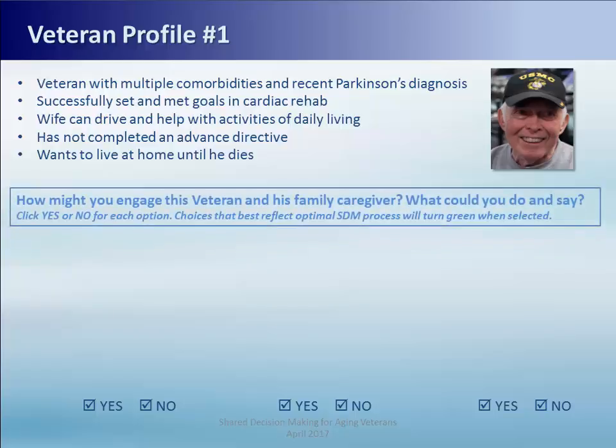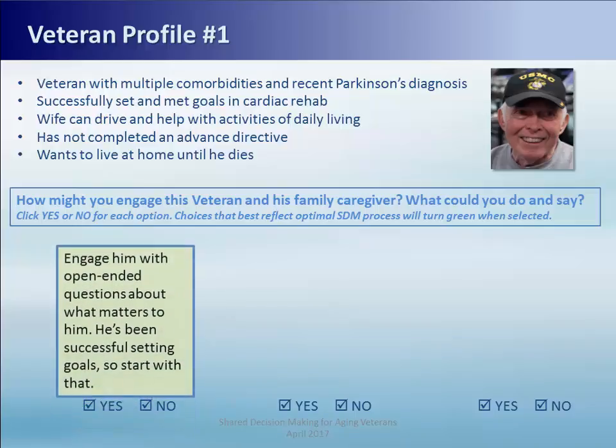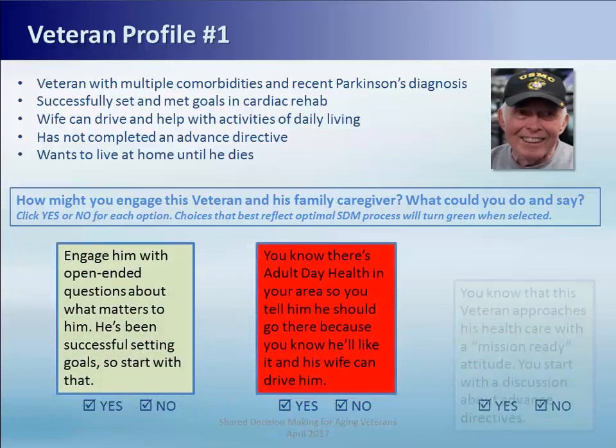How might you engage this veteran and his family caregiver? Think about what you could do or say. Read the 3 options below and check yes or no if the suggested course of action reflects optimal shared decision-making process. When you select the correct response, the box will turn green. Please note that there may be more than one correct response.